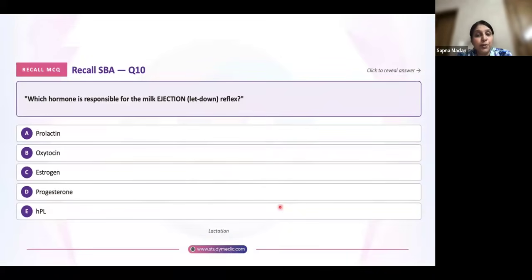Which hormone is responsible for milk ejection or the letdown reflex? Is it prolactin, oxytocin, estrogen, progesterone, or human placental lactogen? Again, we've discussed this in detail. So there are 2 hormones. We have prolactin and we have oxytocin. We have one from the anterior pituitary, one from the posterior pituitary. We have one which is synthesizing the milk and one which is ejecting or letting down the milk. So this is prolactin, and the one which is ejecting from the posterior pituitary is oxytocin.